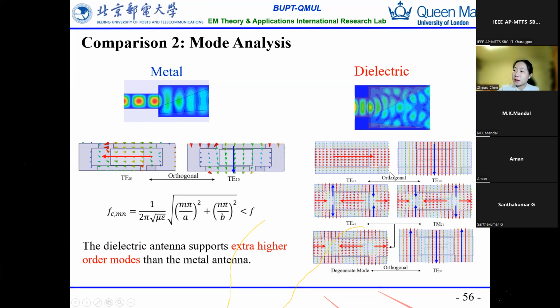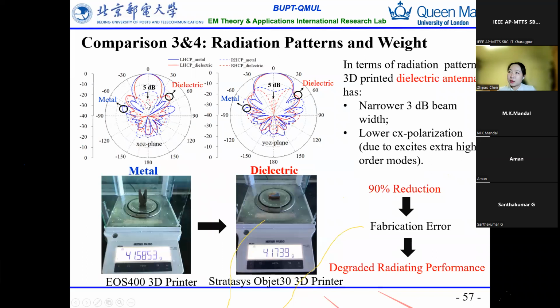But for this one, it has additional modes that may be degenerate with each other or orthogonal with each other. So this results in a smaller cross polarization compared with the metal one, and also the beam width is narrower than the metal one. And by weighing both designs, we found a 90% reduction in weight is achieved.